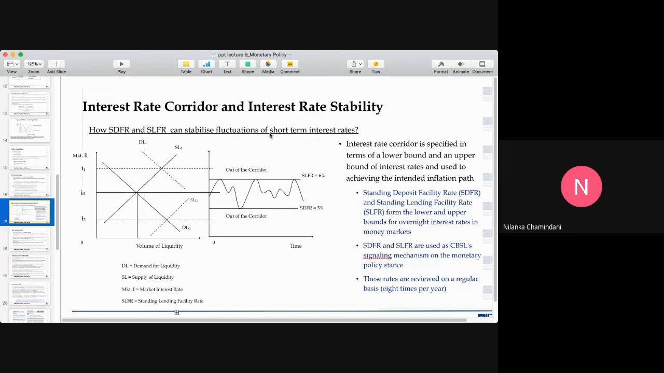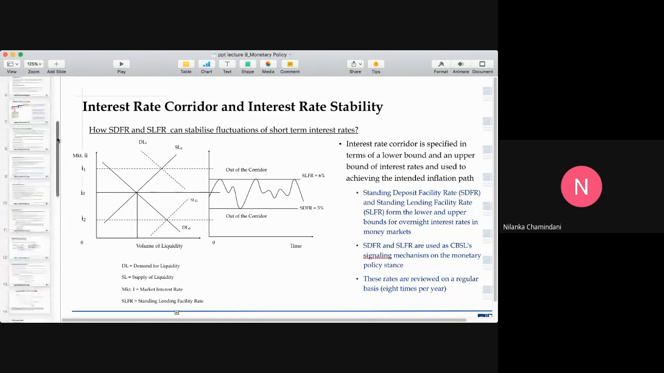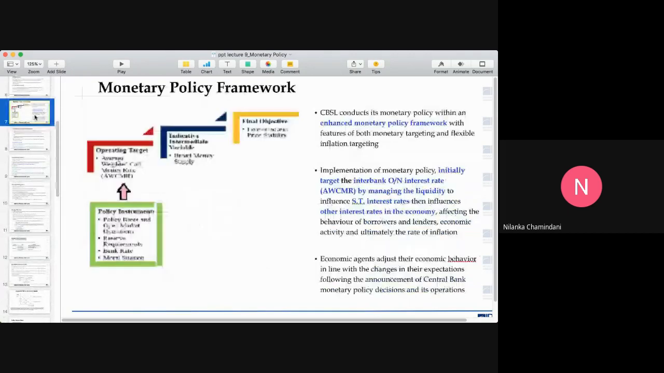Last week I described this graph. Here you can see that the operating target is the average weighted call money rate. Because why? At the time the central bank decides the monetary policy stance by deciding the policy interest rate, then the central bank guides or controls the short-term market interest rates to align with this policy rate. That's what you have to understand.